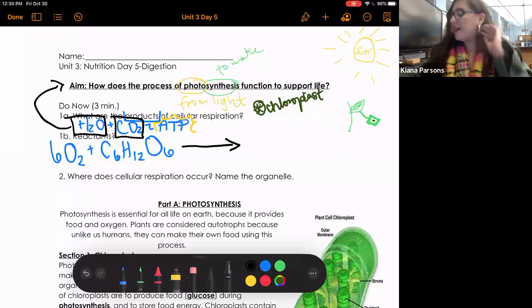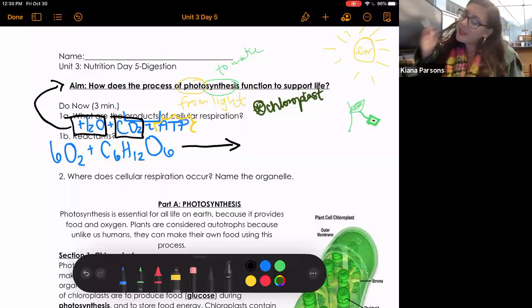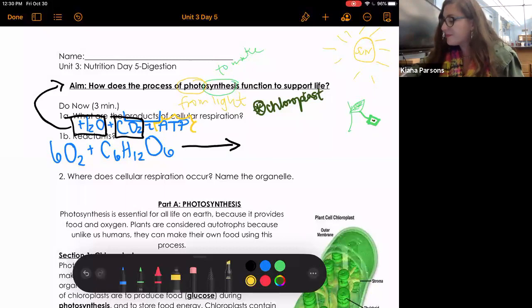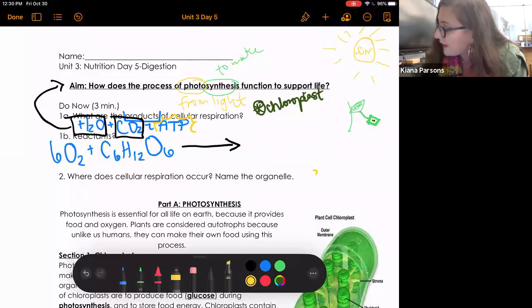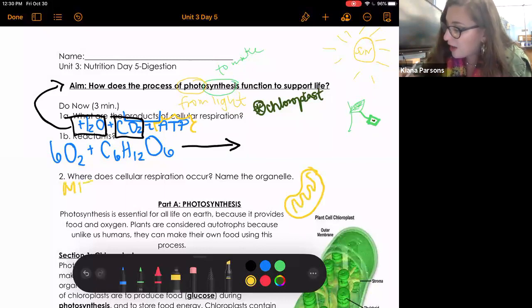But where does cellular respiration take place? Hopefully you're all drawing with me right now. We know cellular respiration happens in the mighty mitochondria, the powerhouse of the cell.